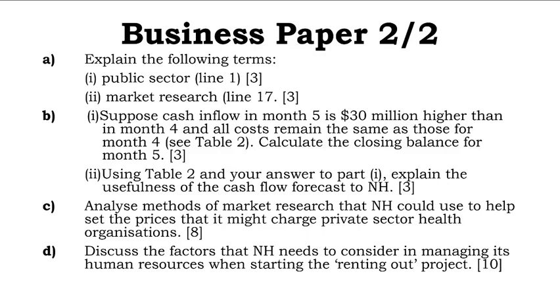Last part, D part, it is a type of essay. And in this one, you need to write about all the four aspects. Discuss the factors that Newtown Hospital needs to consider in managing its human resources when starting the renting out project. The main resistance to change comes from employees, and its intensity is even higher if these employees are backed by unions, as is the case with Newtown Hospital.